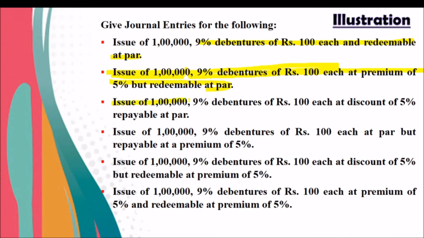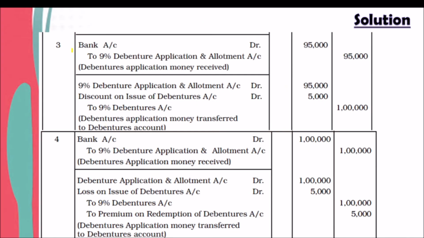And the third case, issue of 1 lakh debentures of rupees 100 each at a discount, repayable at par. The entry will be bank account debit to debenture application and allotment. It is issued at a discount, so 5,000 will be deducted from 1 lakh, so 95,000. Then 9% debenture application and allotment account debit, discount on issue of debenture account debit to 9% debentures. Amount 95,000, 5,000, 1 lakh. That is the entry. Remember the amount transferred to discount is 5,000.